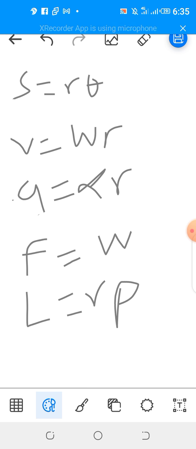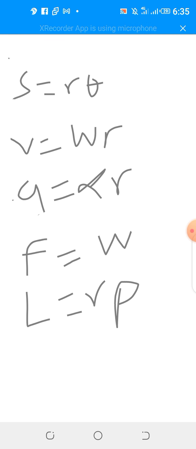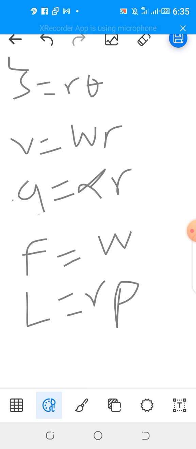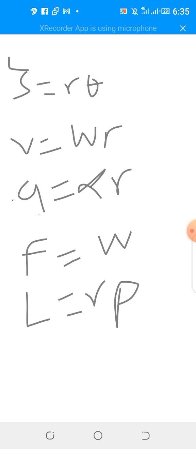Now, linear distance, the dimension is L. We all know that the dimension is L. But angular distance, remember we said the angular distance is a supplementary angle, and it's measured in radian. Radian is dimensionless. It does not have dimension. So this one is L, this one does not have dimension.